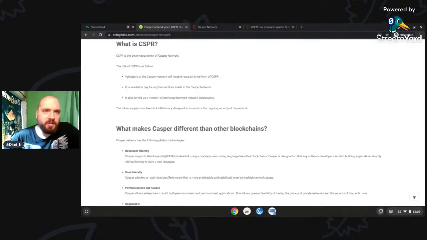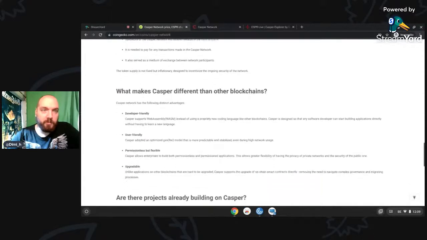So Casper is a governance token of Casper network. Okay, the role of Casper is as follows: leaders of the Casper network will receive rewards in the form of Casper. So yeah, proof of stake. It's needed to pay for any transactions made in Casper network. So yeah, basically, and it's also a medium of exchange between network participants. So yeah, basically some sort of copy from Ethereum. Worthwhile alternative, though they mentioned they are more enterprise and business orientated.